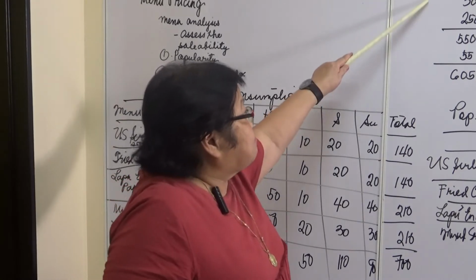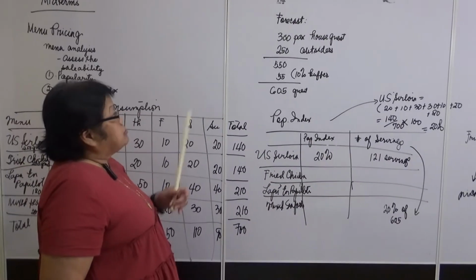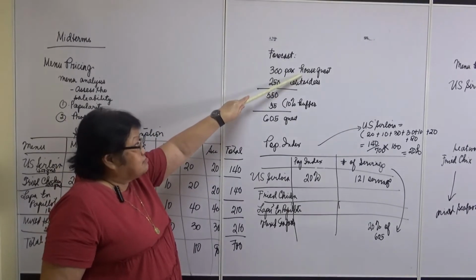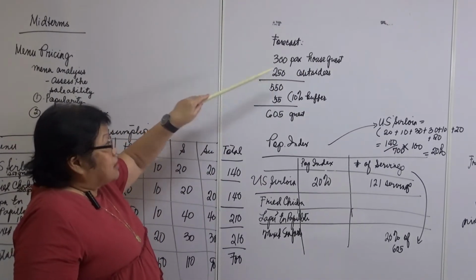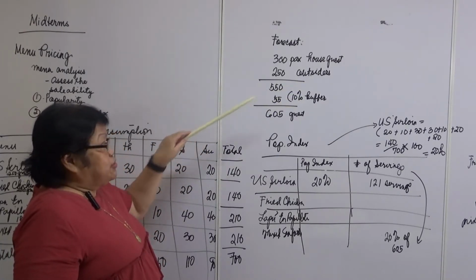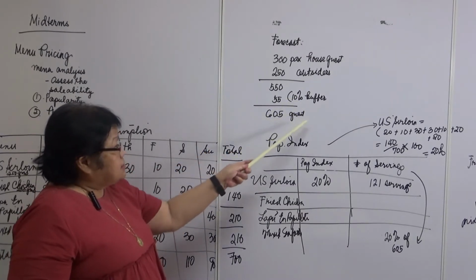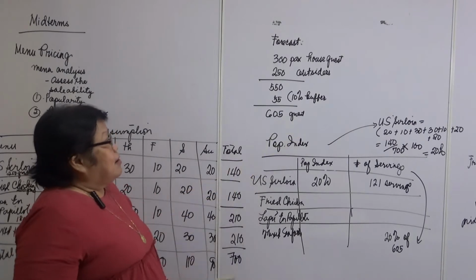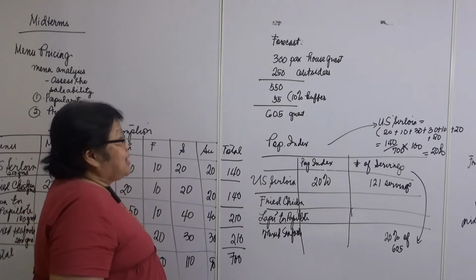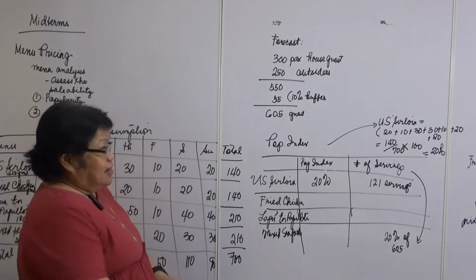Alright, forecast. Supposing this is a restaurant within a hotel. You have 300 packs of house guests. You have 250 packs of outsiders. So you have a total of 550. But you don't stop there. You have to add 10% buffer. So you have 605 guests. You know, of course, how to compute for the 10% of 550. 55 is the answer. Okay?